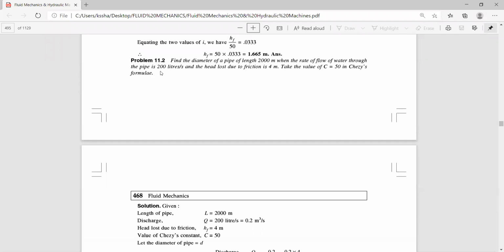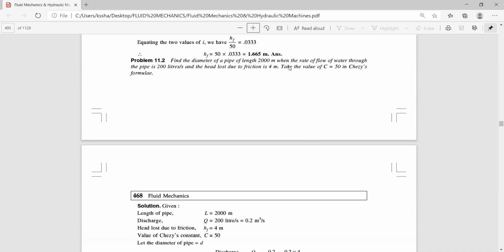When the rate of flow of water through the pipe is 200 liters per second, divide by 1000 and it comes out to be 0.2 meter cube per second. And the head loss due to friction is 4 meter. Take the value of C as 50 in Chezy's formula.